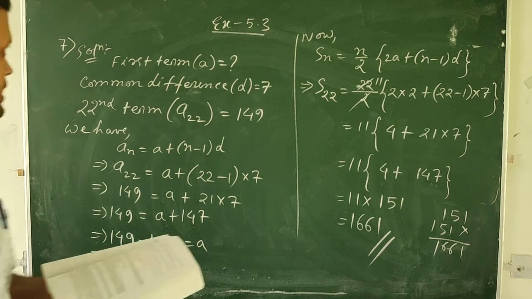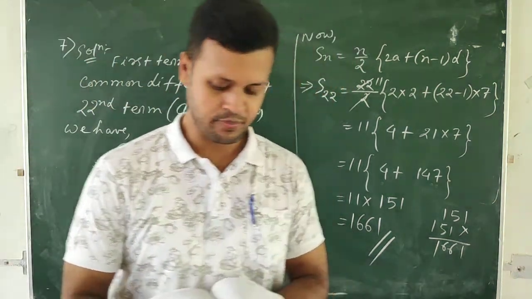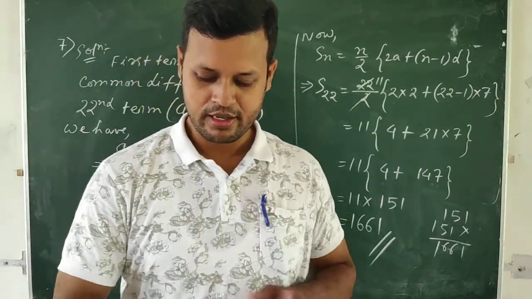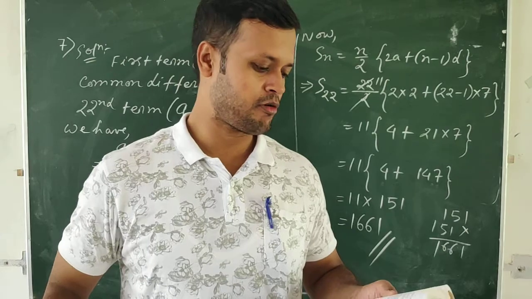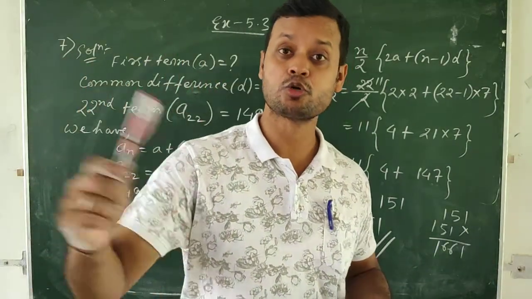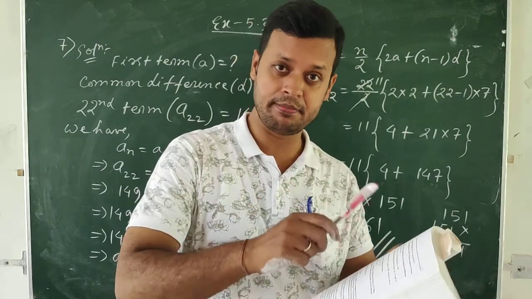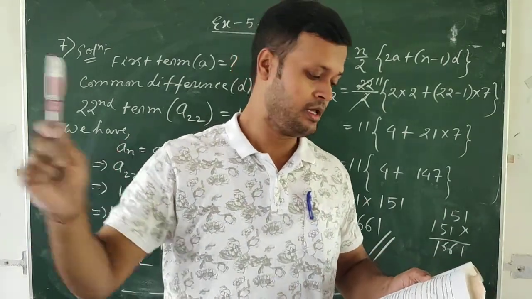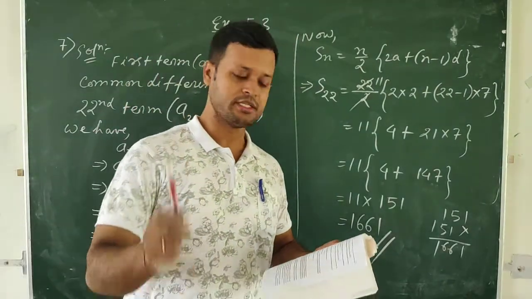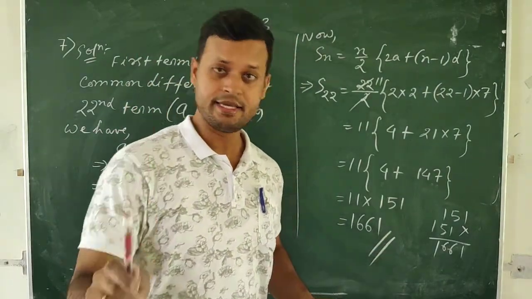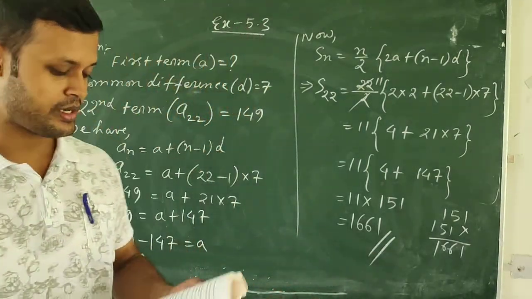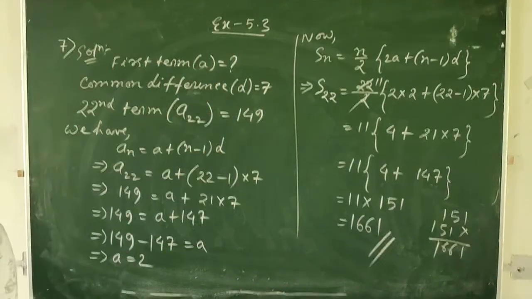So students, let us see the sum. Exercise 5.3 number 7. Find the sum of the first 22 terms. You have to find the sum of the first 22 terms of the AP. This AP is a series of numbers, isn't it? In which D is equal to 7. D is given as 7 and the 22nd term is what? 149. Okay, the 22nd term is 149.